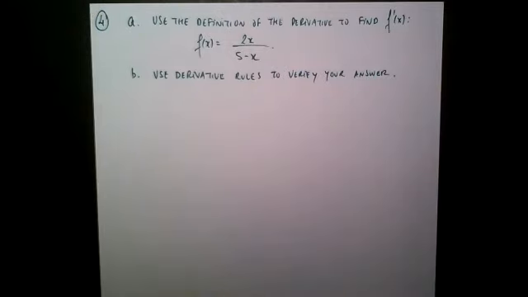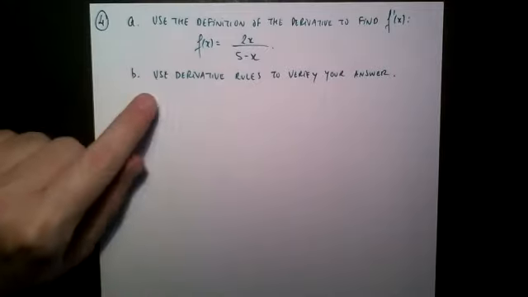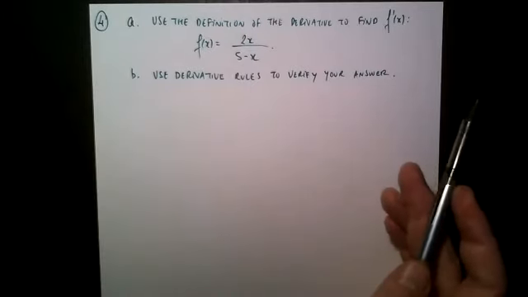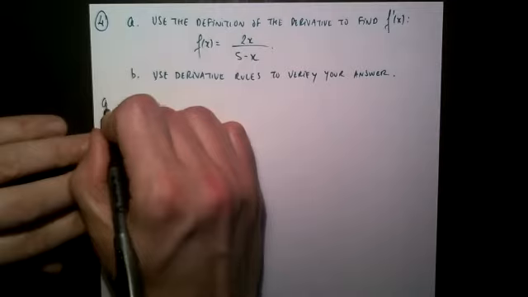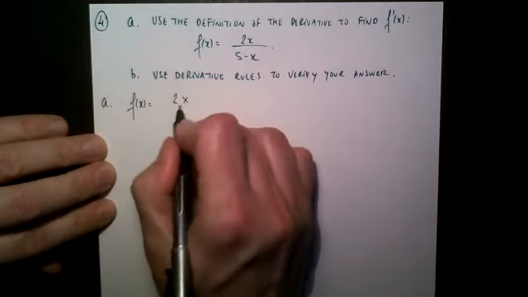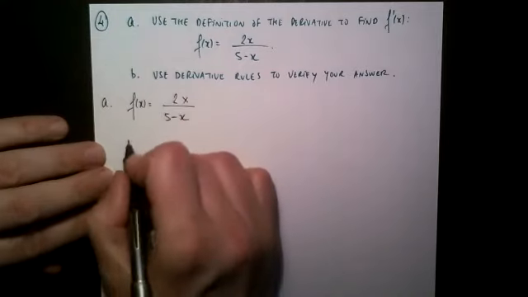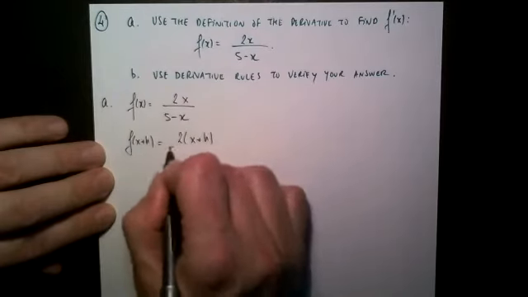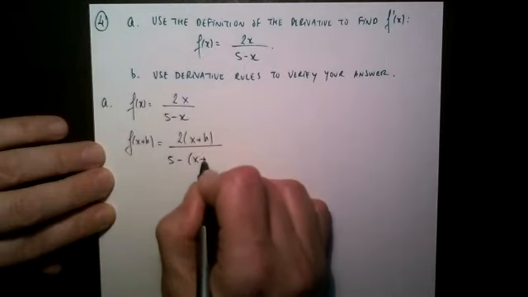Okay, so now we're moving into the derivative part. The first 3 questions were on limits and continuity. Now question 4 starts with derivatives. Using the derivative rules, obviously, it would be using the quotient rule here. Okay, so let's go. A. You remember how to do this? F of x plus h was 2 times x plus h over 5 minus x plus h.